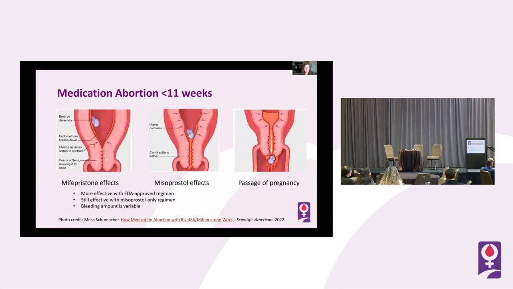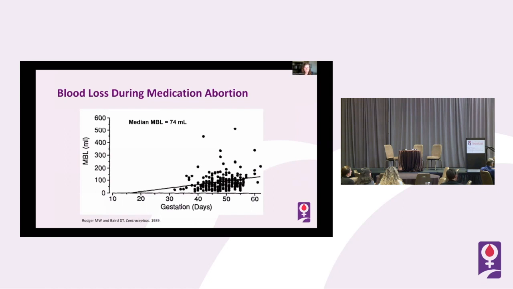However, bleeding amount from medication abortion can be variable and is generally considered not an option for people with bleeding disorders. During the approximately 90 minutes of contractions to pass the gestational sac, it's normal to have gushing and passing large clots. The amount of bleeding correlates to the size of the pregnancy.